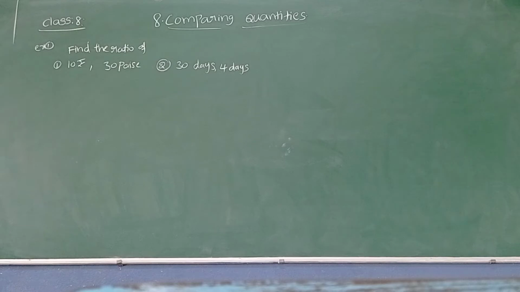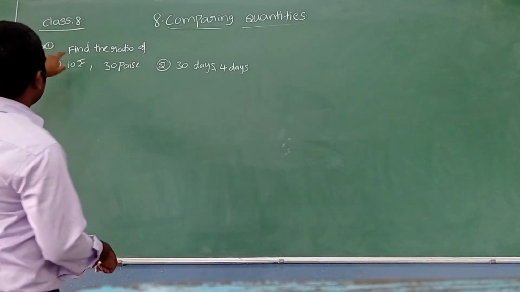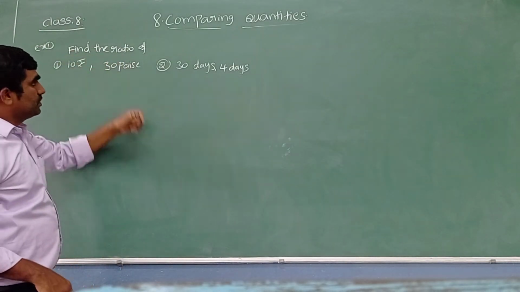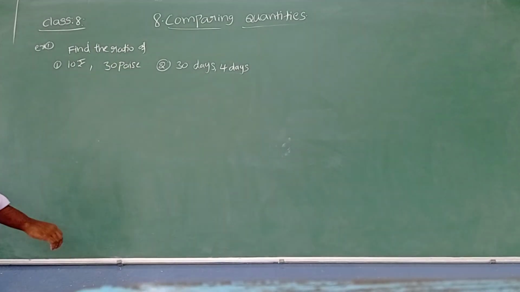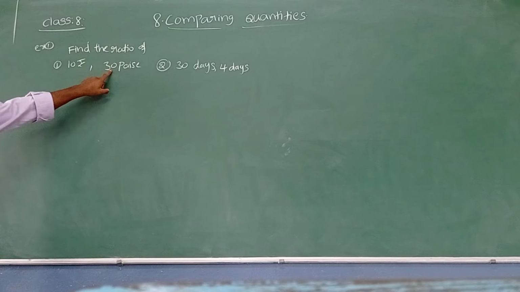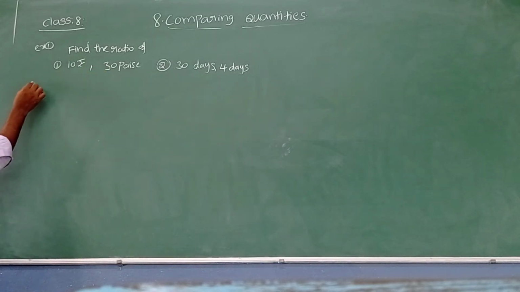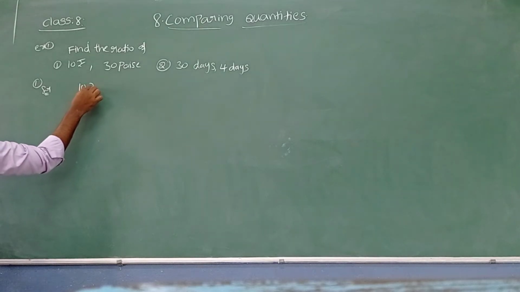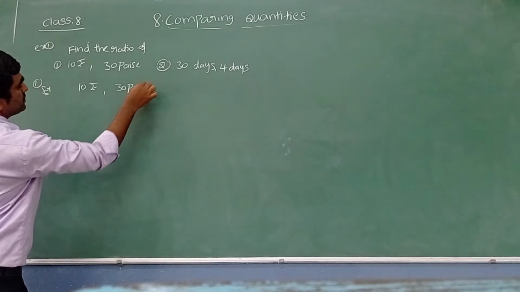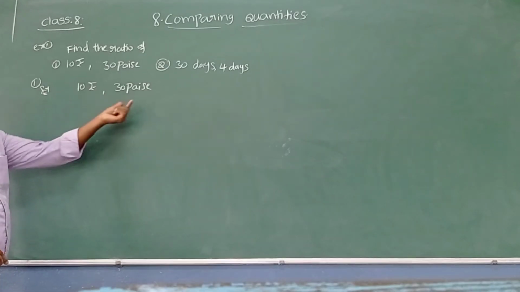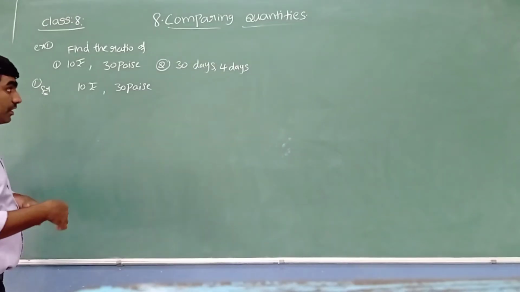Let's see one example of ratio. How to find the ratio? Find the ratio of 10 rupees to 30 paisa, and 30 days to 4 days. They are asking to compare these two by using the division method. So let me go for the first one's solution. Here we can see 10 rupees and 30 paisa. Rupees and paisa are different units.